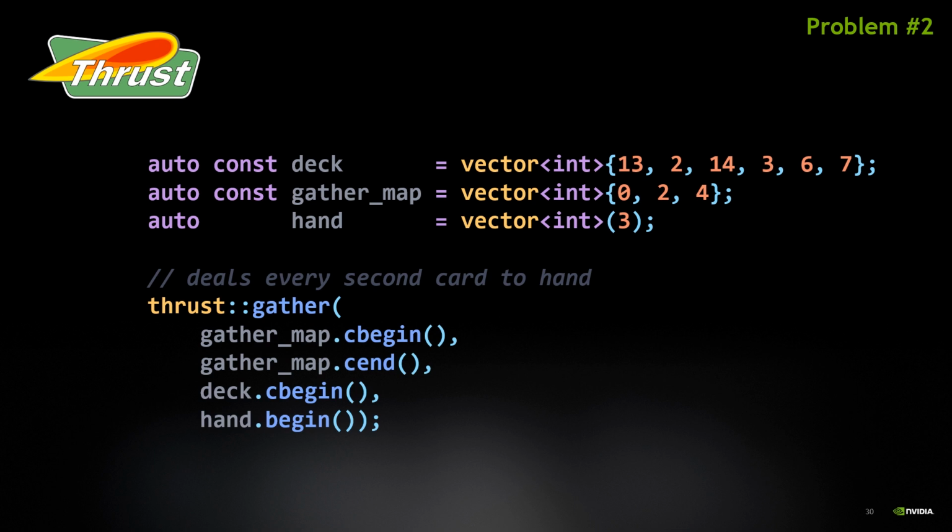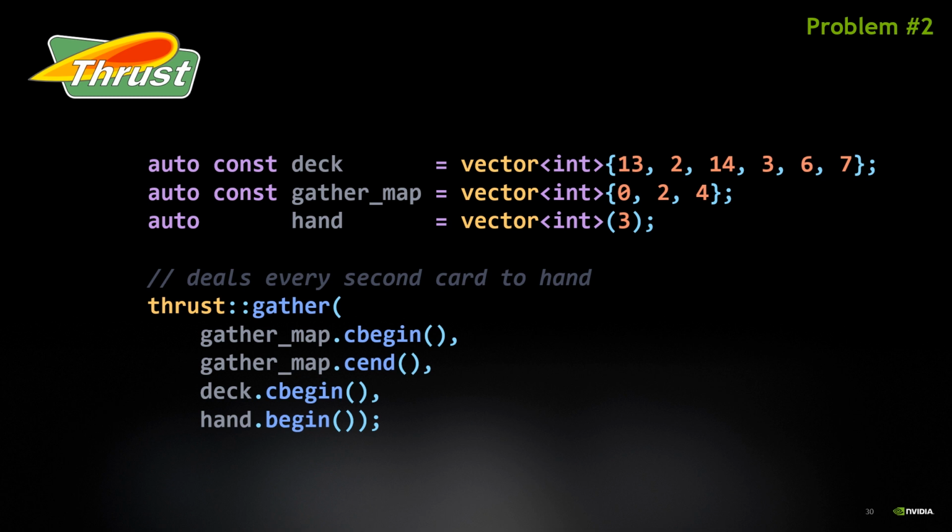And then we have what's called a gather map, which is going to represent the indices that we want to gather into a basically target container, which is going to be called hand in this case. Because we want every other number, we're going to be using the indices 0, 2, 4, and if we wanted to copy more or gather more cards for a larger deck, we would just add more indices.